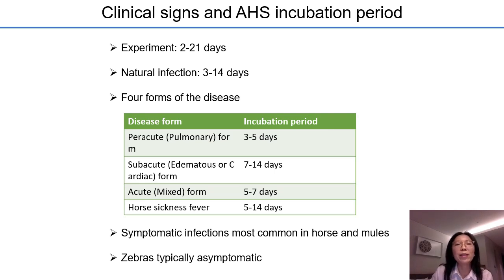Okay, anyway, the experiment is 2 to 21 days, and the natural infection is up to 2 weeks, and there are 4 forms of the disease: peracute, subacute, acute, and the horse sickness fever. Incubation period depends on the disease form, which are slightly different, but the longest is 14 days. Symptomatic infections are most common in horses and mules, and zebras, and typically asymptomatic, like avian influenza in duck species.